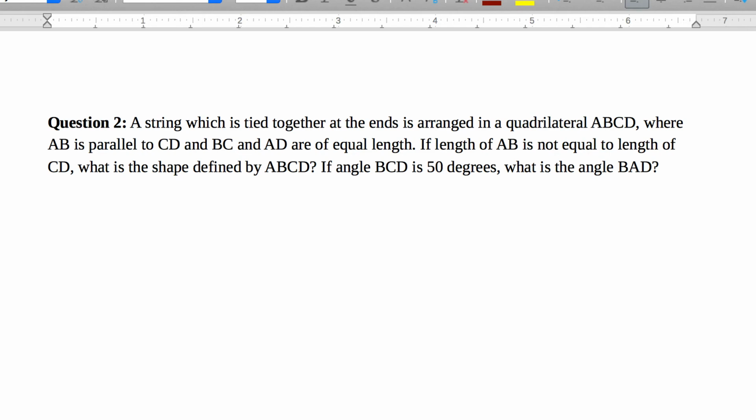Question. A string which is tied together at the ends is arranged in a quadrilateral ABCD, where AB is parallel to CD and BC and AD are of equal length. If length of AB is not equal to length of CD, what is the shape defined by ABCD? If angle BCD is 50 degrees, what is the angle BAD?